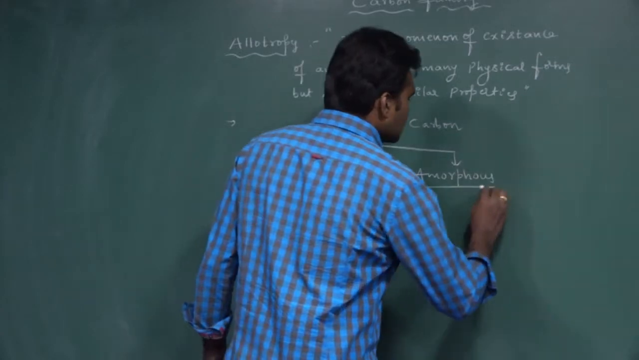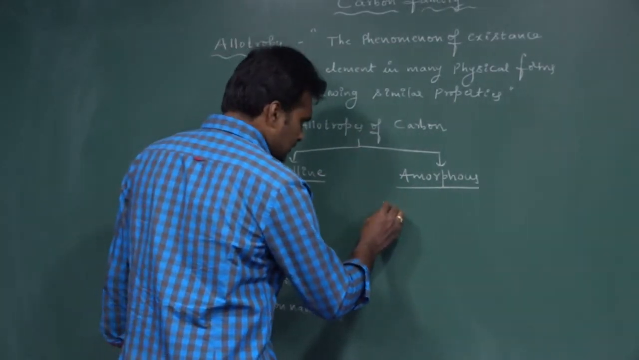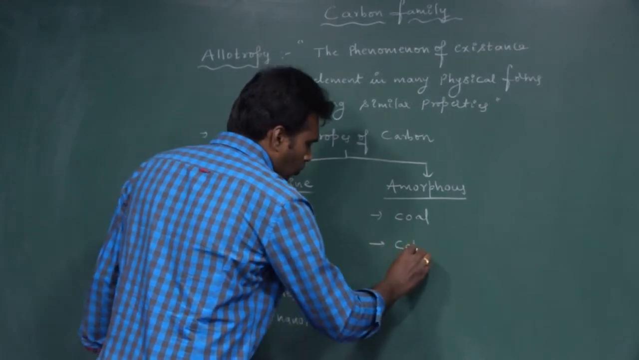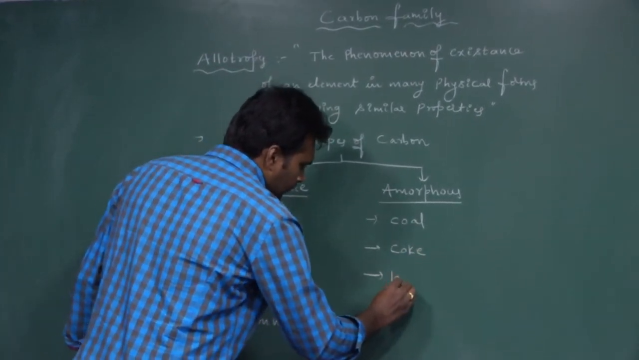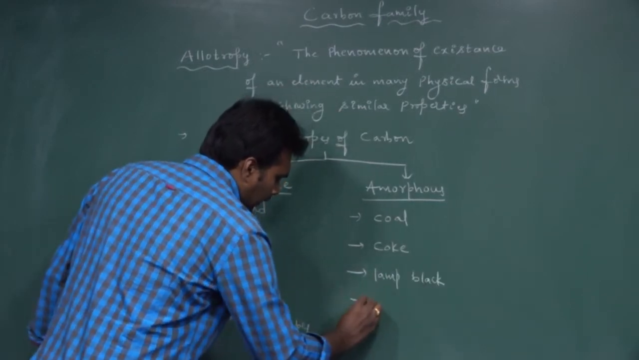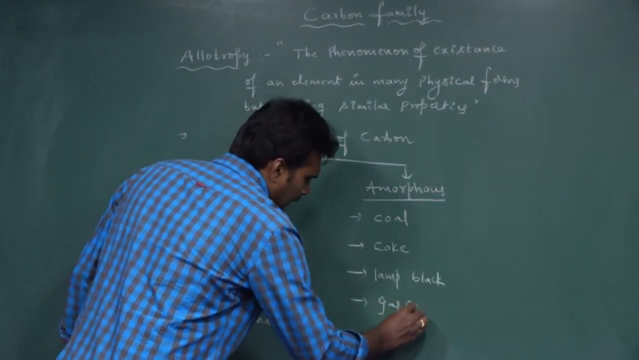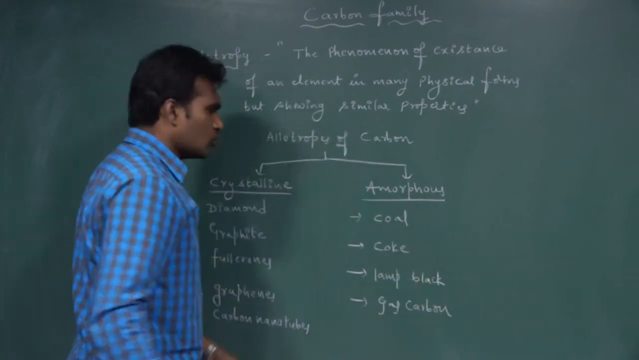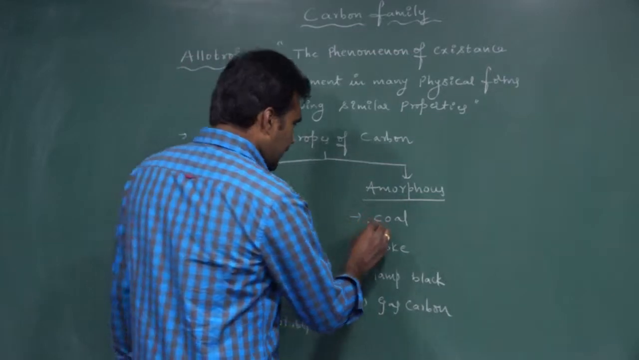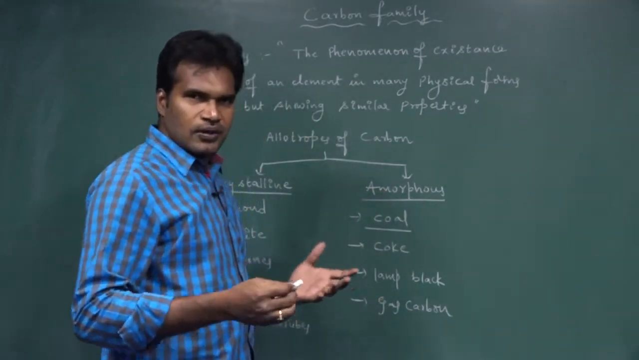Coming to the amorphous allotropic forms, we discuss coal, coke, lamp black, and gas carbon. So these are the four main amorphous allotropic forms. And coal is nothing but charcoal.